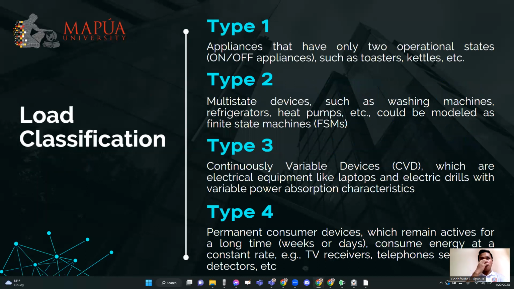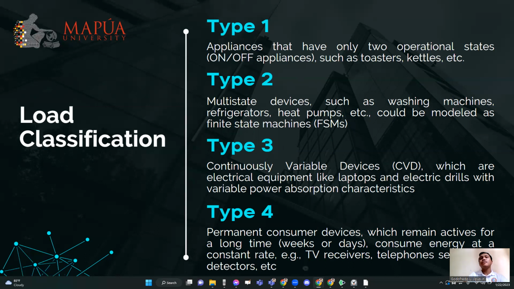Now, for the load classification, we have four types. Type one is the on and off states, such as toasters and kettles. For type two, we have multi-state devices such as washing machines and refrigerators. For type three, we have continuously variable devices or the CVDs. Examples are laptops and electric drills. For type four, we have permanent consumer devices which remain active for a long time.